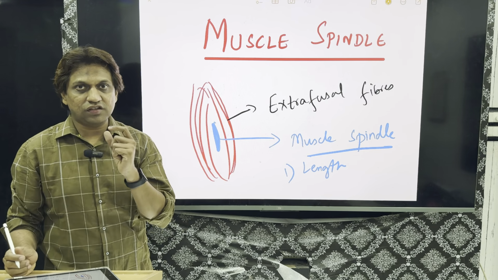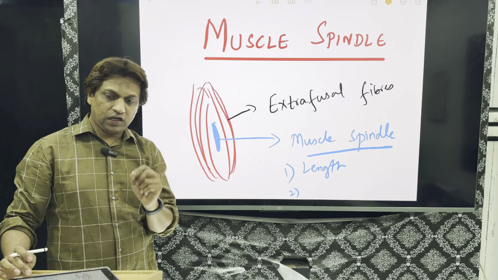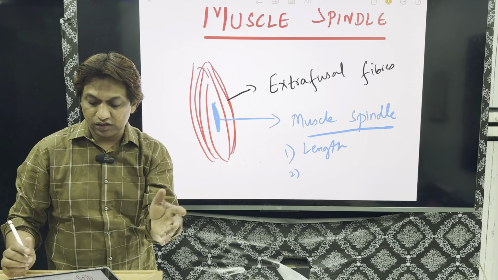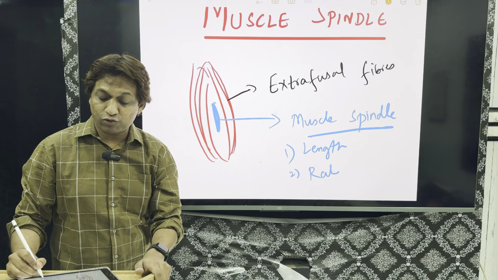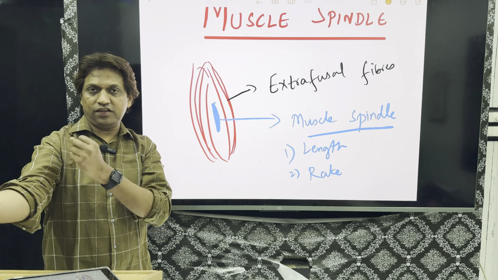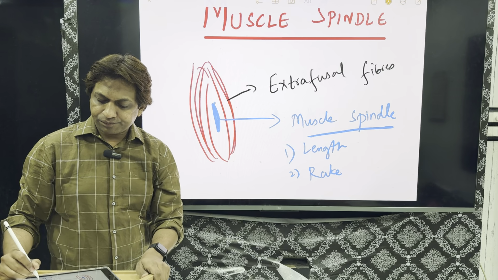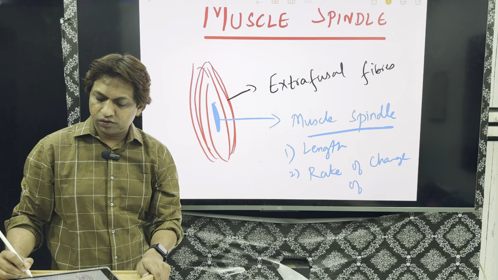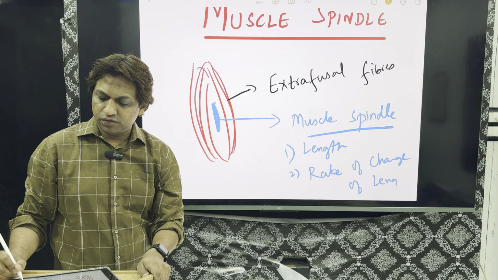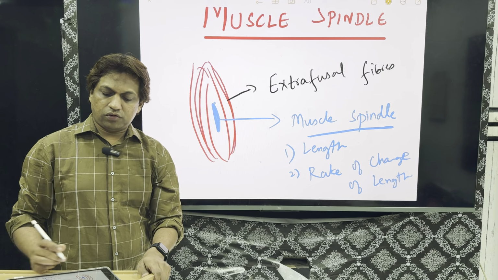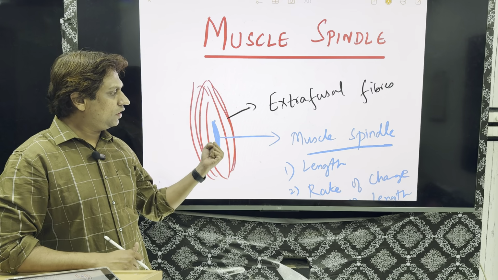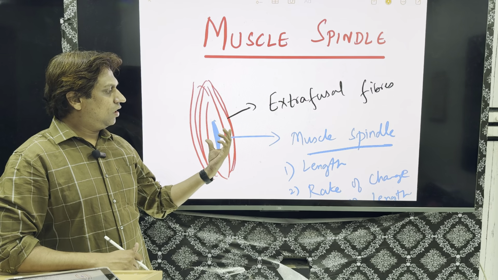So one thing is the change in length. The second is that it will also detect the rate of change in the length of the muscle fibers, that is, at what speed the muscle is changing its length. So this is the definition: muscle spindles are stretch receptors which detect the change in the muscle length and the rate of change.